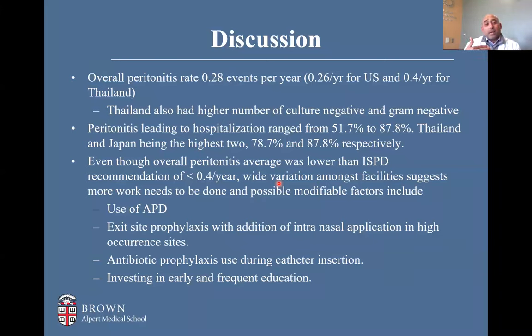But in general, my takeaway from this was, if your facility is having a problem with the infection rate, things to look at and modify that can potentially lower the rate are use of APD, but we did have that debate. Exit site prophylaxis: make sure that it is appropriately used, enforced, and taught over and over. You can add intranasal in addition to exit site prophylaxis, but there is no data for that. At catheter insertion, use of antibiotic is very important. And make sure education is thorough and frequent if needed. I look at these as high-yield points that you can use to lower your infection rate before going to various other variables that may cause peritonitis at the facility.